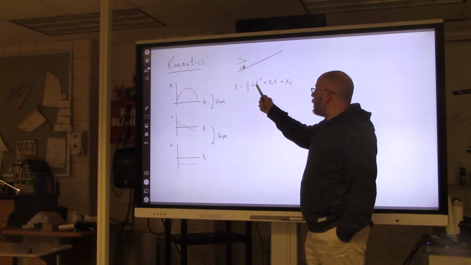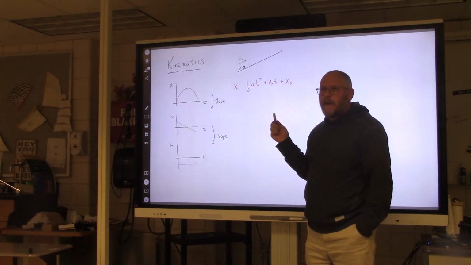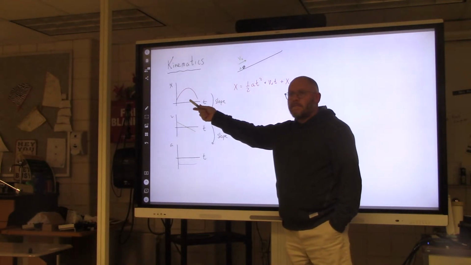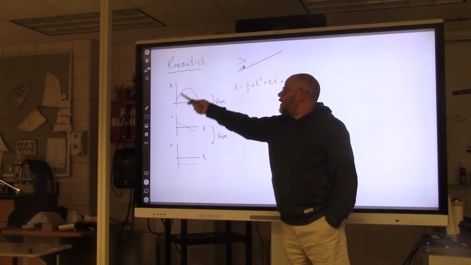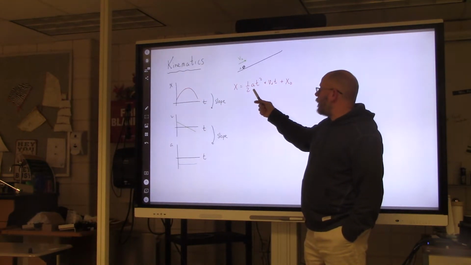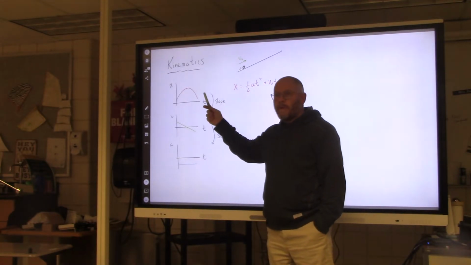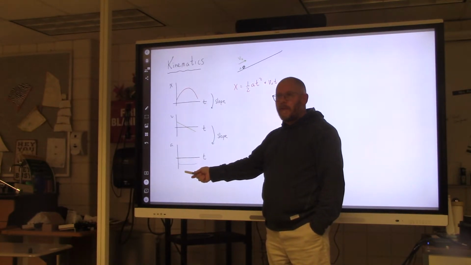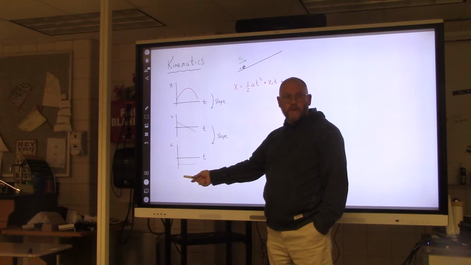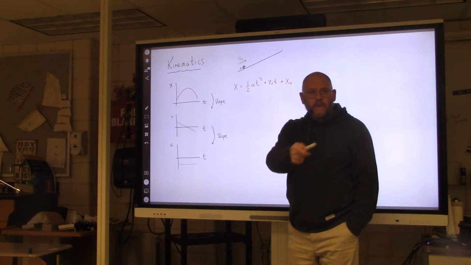And what shape is this? If this is a t squared, what shape does it have to be? Parabola. And I got that. This is a down opening parabola, so in this context, acceleration should be negative to give you a down opening parabola. And what do we have down here? Negative acceleration. True?